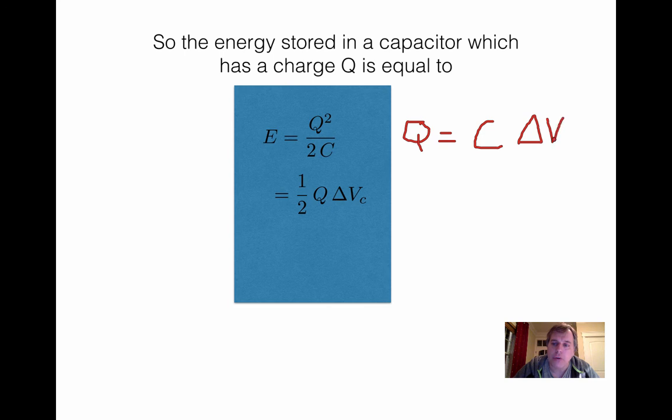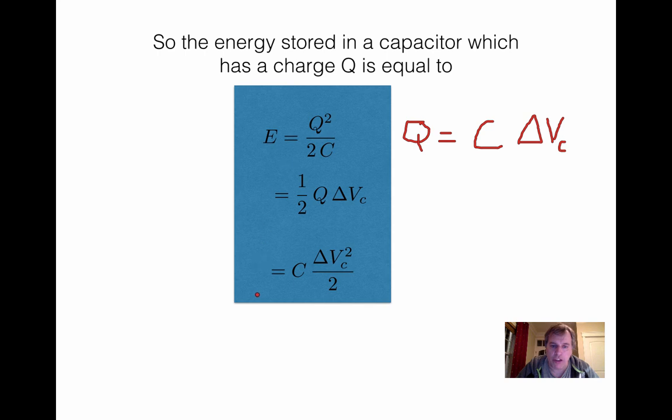This is the voltage across the capacitor times its capacitance. You can replace Q by this. If I replace this Q by C delta VC, I get this here. If I replace this Q here by C delta VC again, I get a third form here. So if you know the voltage across the capacitor at a given time, it's, you know, 5 volts. You square that, divide by 2, multiply the capacitance in farad, and then you get the energy in joules. That's the energy stored in a capacitor.